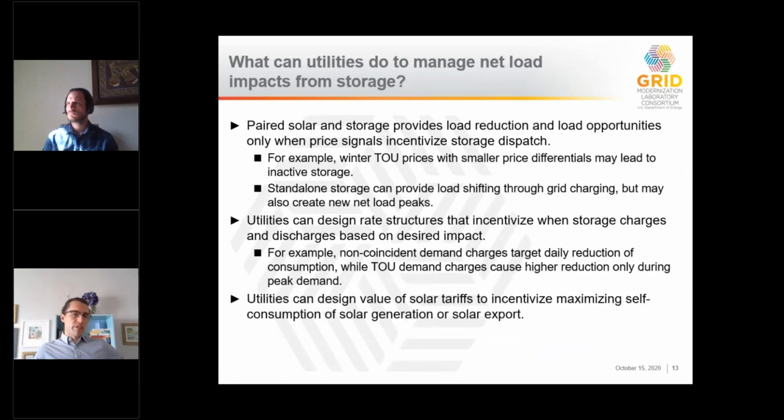So now we've seen a few ways utilities can use energy storage to manage net loads. To highlight a few important takeaways, pairing storage with solar can help smooth midday net load and provide net load reduction during other periods. Standalone storage can accomplish this too, although grid charging can create new peaks. Regardless, rate structures need to incentivize economic dispatch, but utilities can use this to target when and how storage dispatches to maximize desired impact. And this could also include utilizing value of solar tariffs to promote higher self-consumption and less solar export. Okay, now that we've covered storage, let's go to a poll question before discussing energy efficiency.